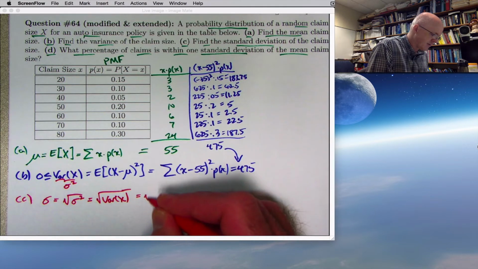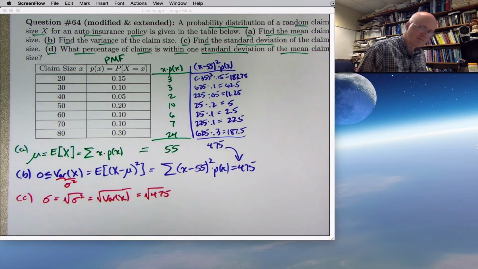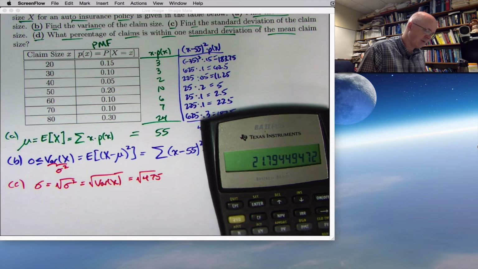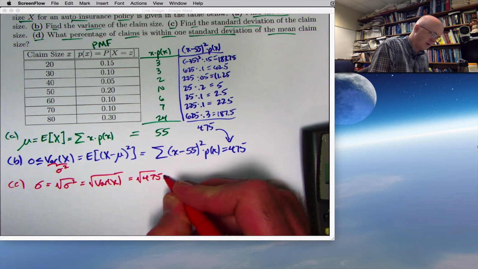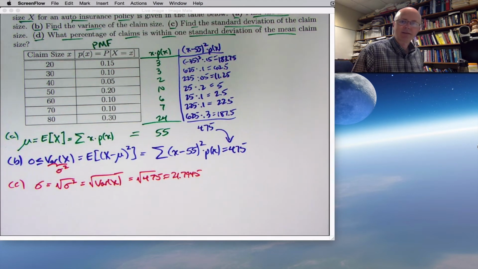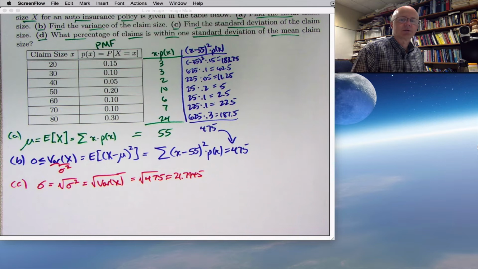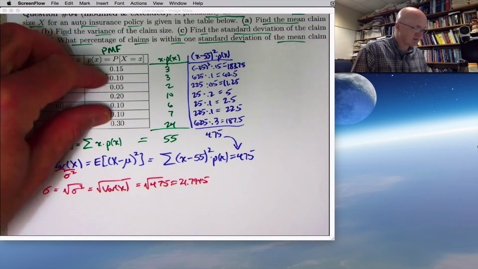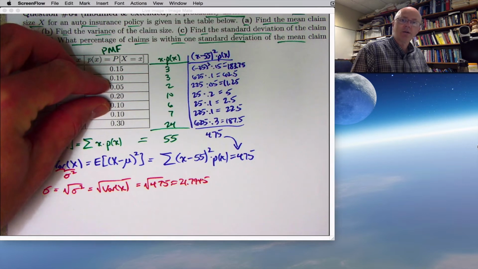This is the square root of 475, and that is about 21.7945. That's the standard deviation. That's also a measure of spread. If again, these probabilities at the extremes were smaller and these ones in here were larger, not only would we get a smaller variance, we'd get a smaller standard deviation.